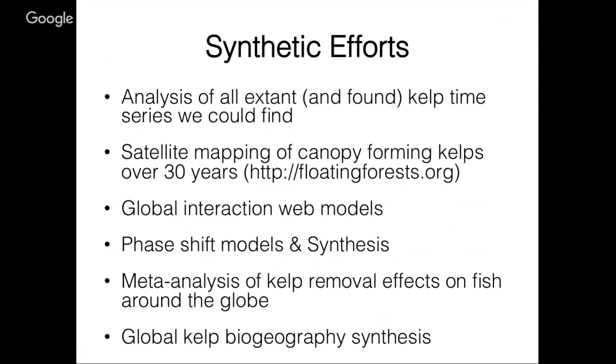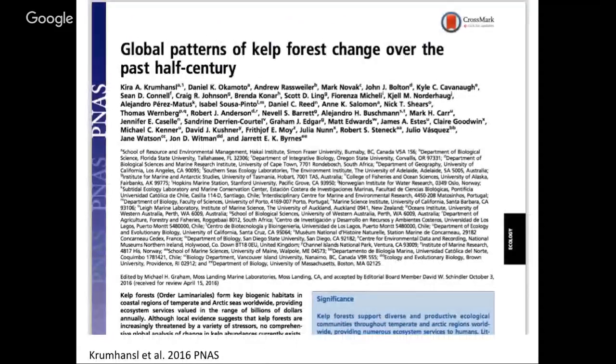At this working group, we put together a number of synthetic efforts, both this analysis of all the kelp time series we could find, and a citizen science project that Isaac and others are working on, looking at satellite mapping of canopy kelps around the world from a 30-year data set from the Landsat satellite, as well as a variety of other projects, all of which are making their way towards fruition. The first one, for anyone who's interested, is this paper by Kira Krumhansl, as well as a variety of network members, looking at global patterns of kelp forest change over the past half century.